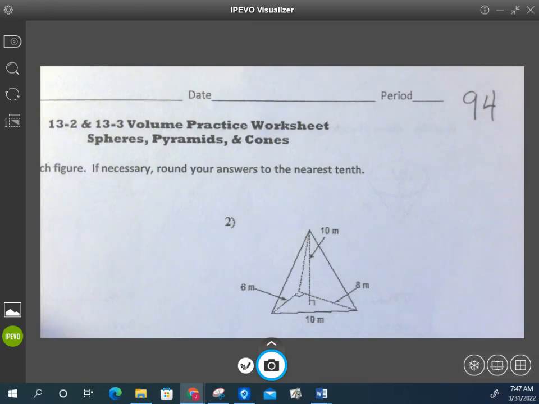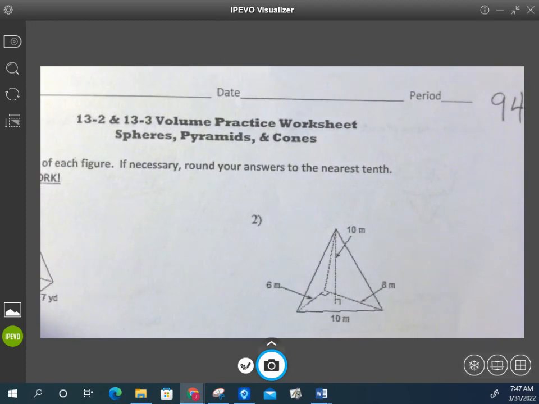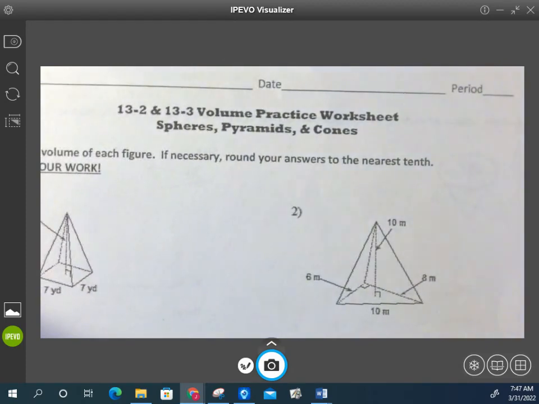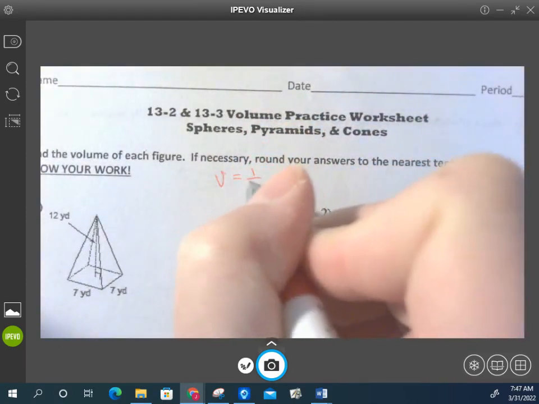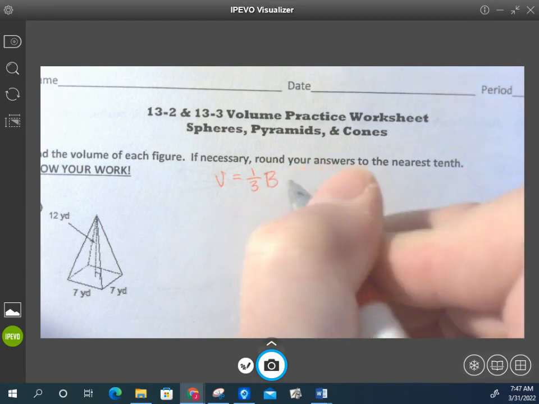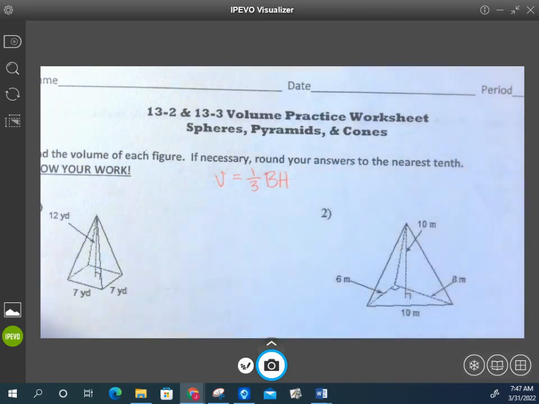All right, we're looking at page 94 in our packet. We are talking about spheres, pyramids, and cones. So on the front, we have all pyramids, and the volume of a pyramid is 1/3 the base of the figure times the height of the figure.